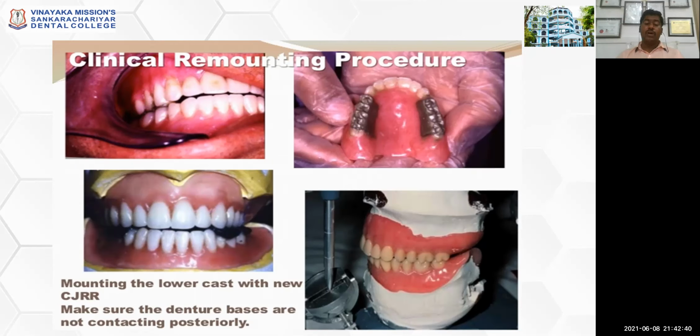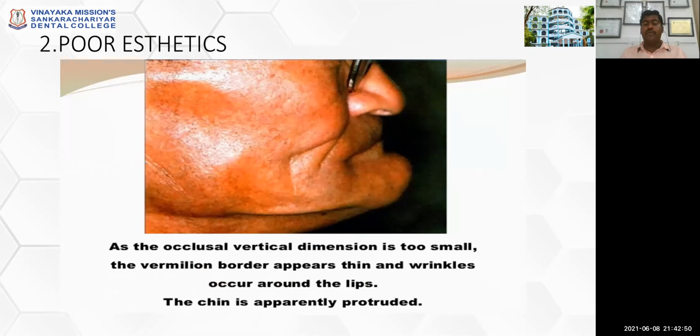The second most important reason why the patient returns after a complete denture is that the patient is not happy with the aesthetics which we have provided. What is the major reason why the patient is not happy with the aesthetics? Because your vertical dimension is too small. The vermilion border appears thin and wrinkles occur around the lips and the chin. Apparently, it gives you a class 3 sort of relationship. When this happens, you have to understand that you've not done a proper jaw relation. You have to go back to a proper jaw relation and repeat the procedure.